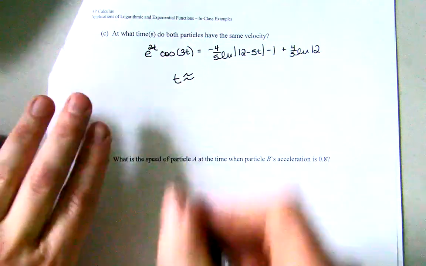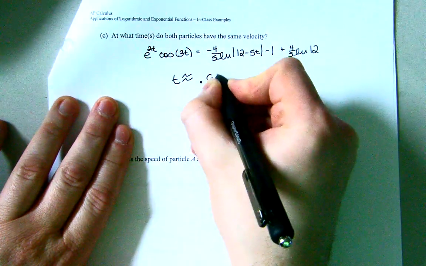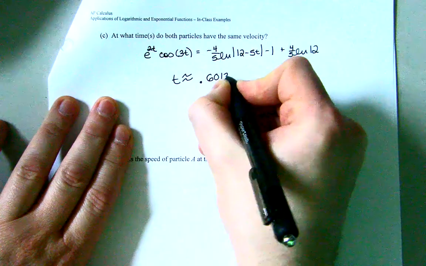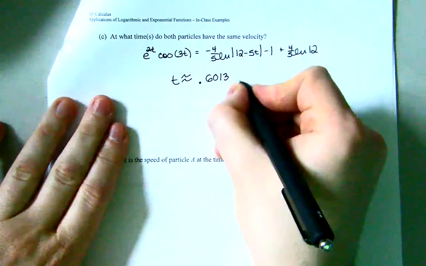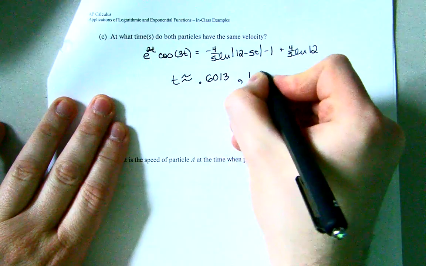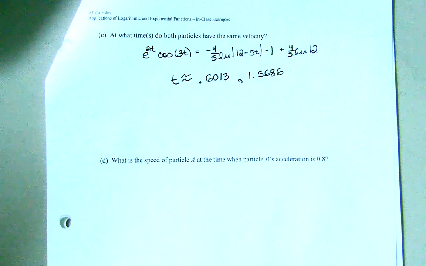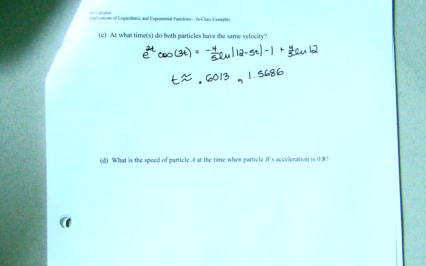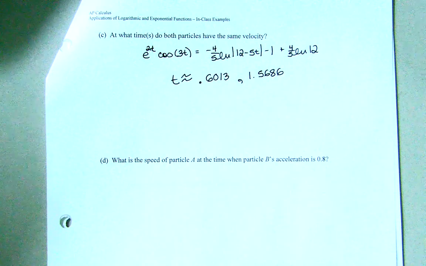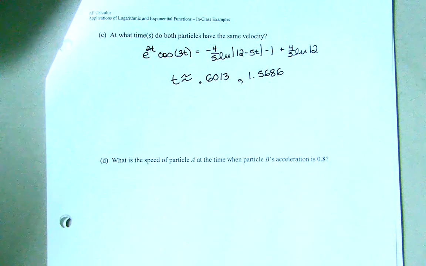So what's the first one? 0.601, or if you don't trust yourself, 3 afterwards, whatever. How about the other one? 1.569 or 86 if you're not sure if you're going to round properly. Either of those work. Does this make sense? Any questions or issues here? Last part.